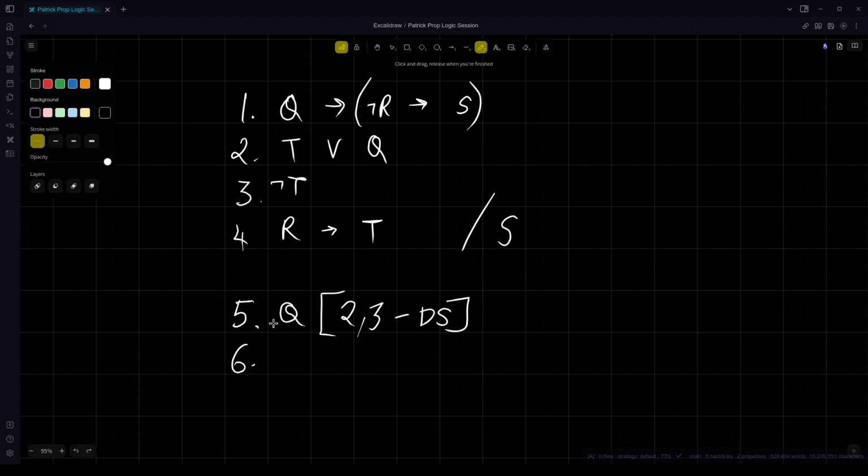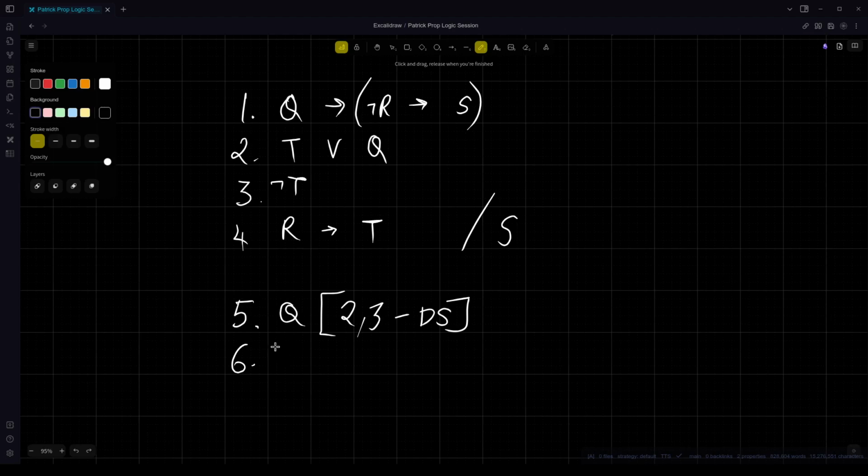I can see R implies T, not T. Can we do it on premise two and premise... no, premise four. Can we do it on premise three and premise four? Premise 3 and premise 4. Yeah, you can. What do you want to do?